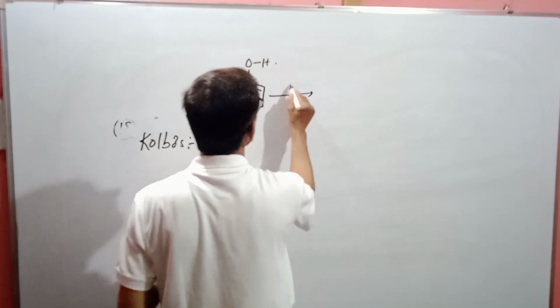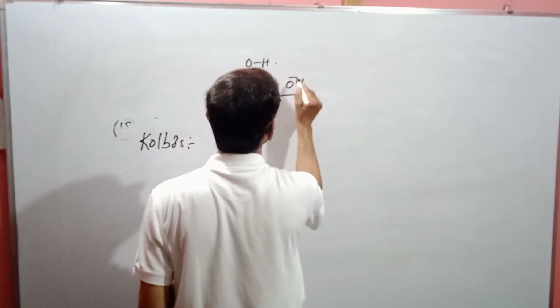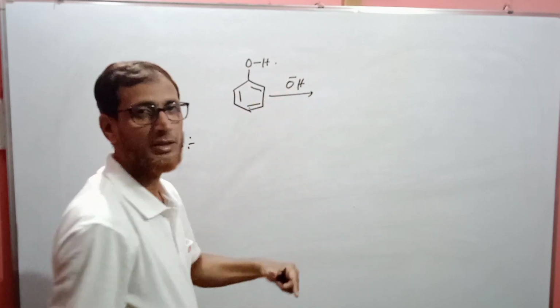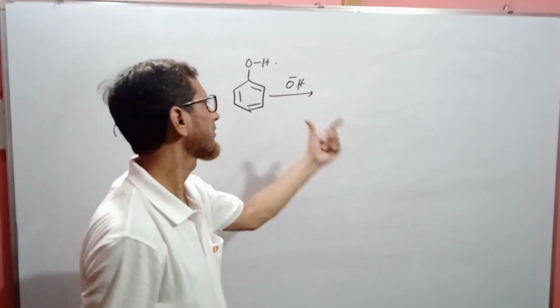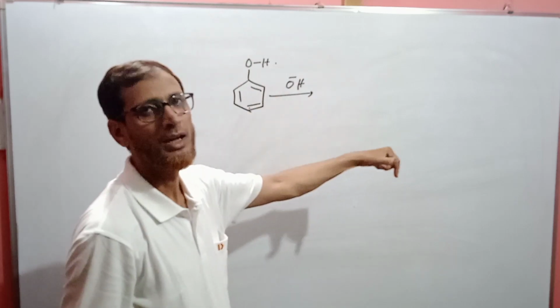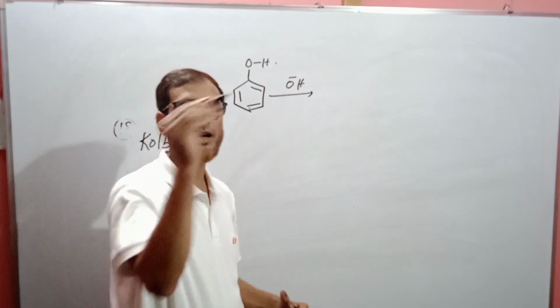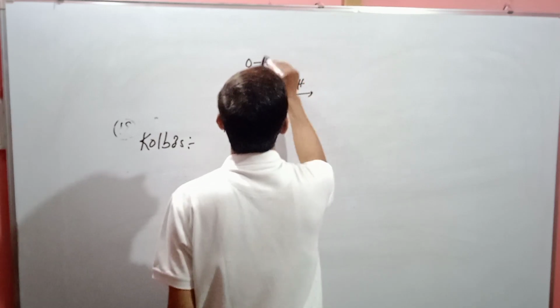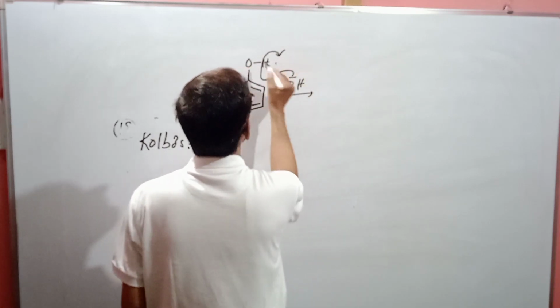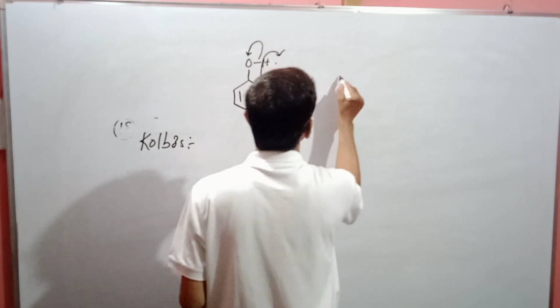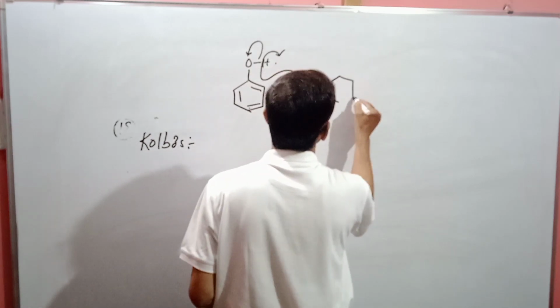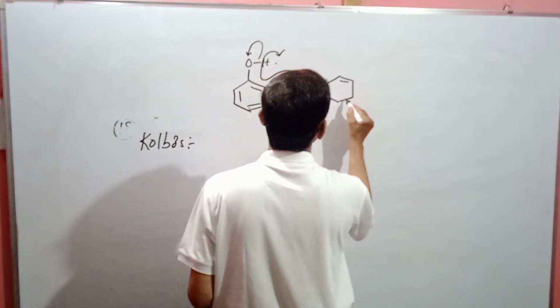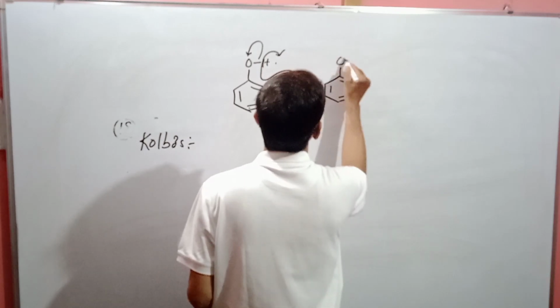Sodium hydroxide is there, OH is there. It is now acting as a base, and in the last class I told you, the function of a base is to abstract hydrogen, and the function of a nucleophile is to attack the carbocation part. It abstracts the hydrogen and the bond is withdrawn. What happened here is the phenoxide ion.